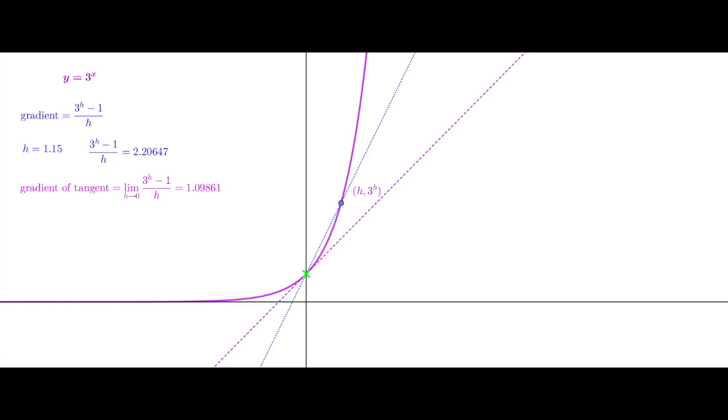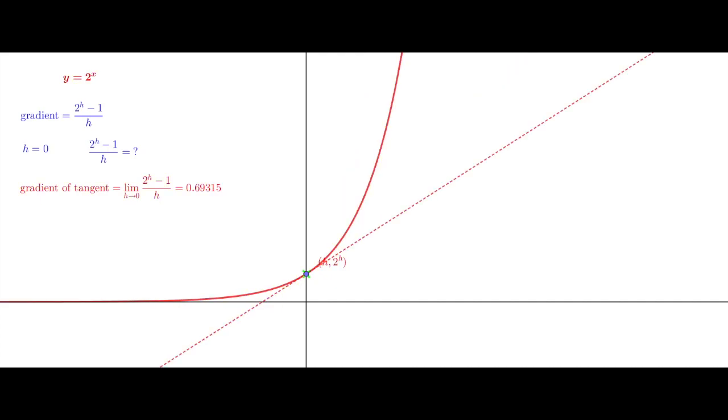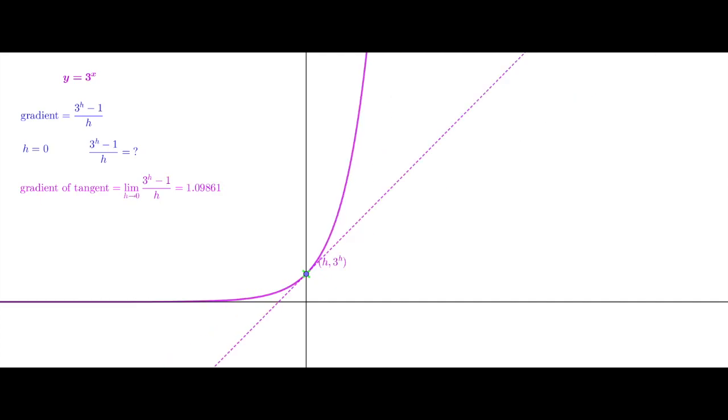Then we'd have a bigger gradient. As h gets closer and closer to 0, the gradient gets closer and closer to 1.09861 to 5 decimal places. So a bit bigger than 1. So for y equals 2 to the x, the gradient of the tangent is a bit less than 1. And when y equals 3 to the x, it's a bit more than 1. So there ought to be a graph using a number somewhere between 2 and 3 where the gradient is exactly 1. So let's see if we can find that.